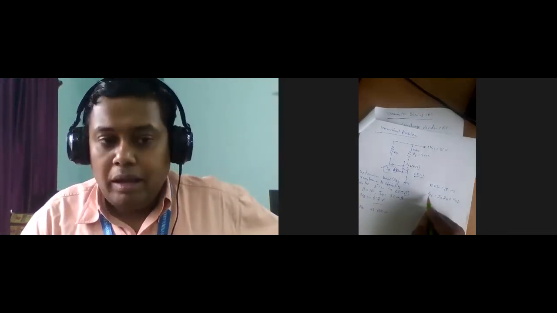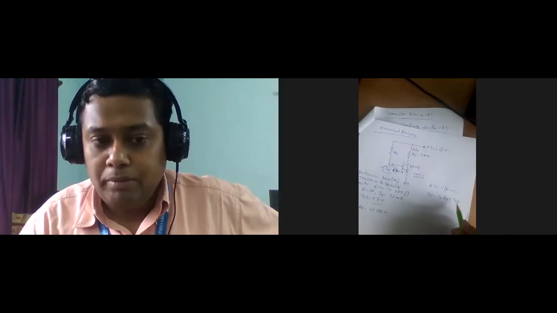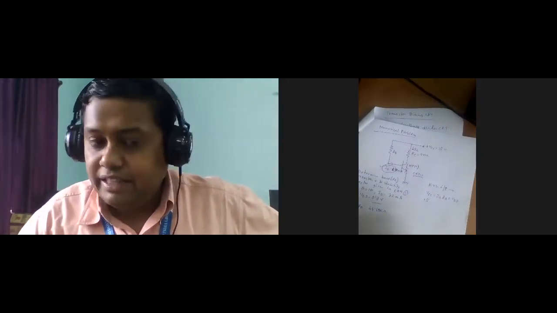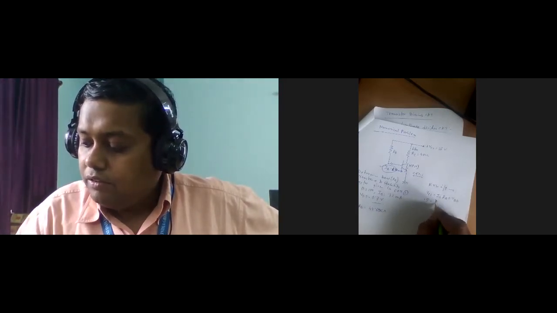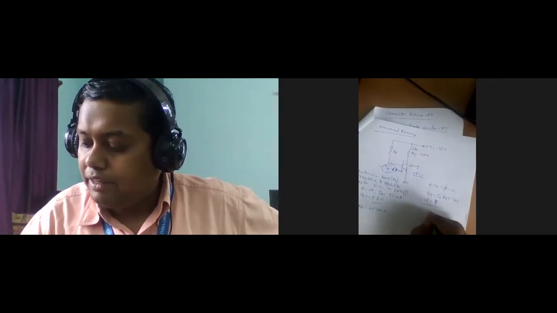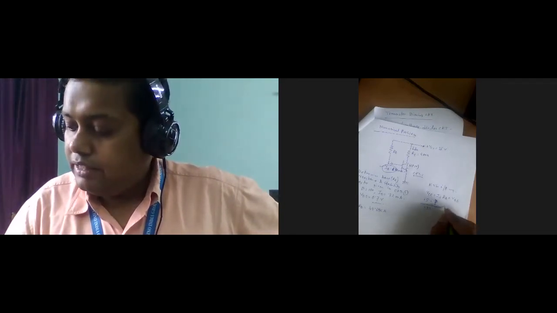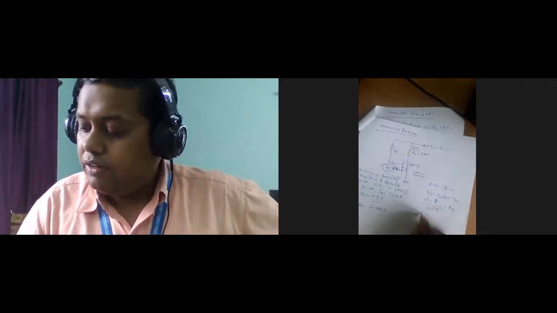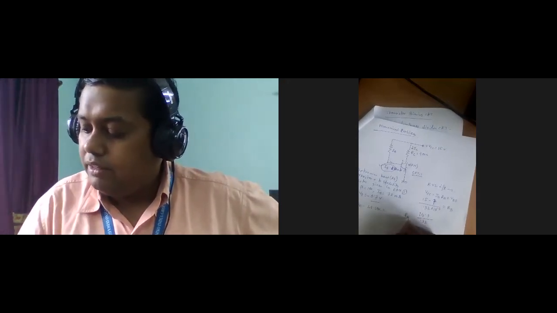In here we apply the KVL in the input loop, then VCC equal to IB into RB plus VBE. VCC value is already given as 15. Actually the range of VCC is 12 to 15 volt for this type of transistor, and it is a silicon transistor. So that is 15 minus 0.7 divided by IB. IB value is 0.32 milliampere. So it is definitely 14.3 divided by 0.32 into 10 to the power minus 3, that is equal to RB in kilo ohm.